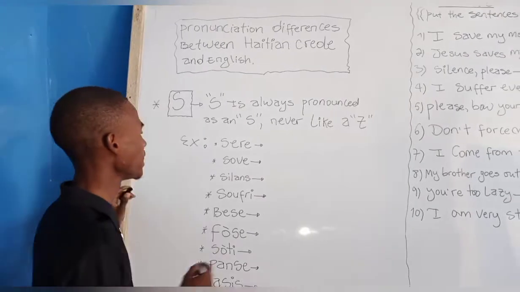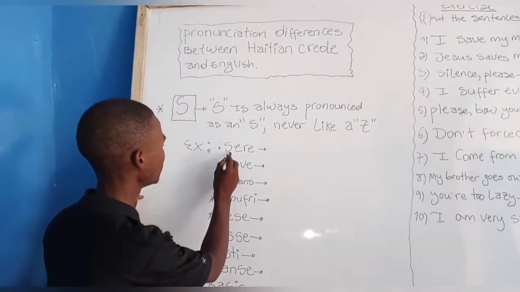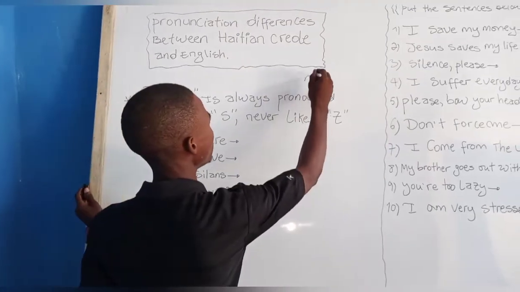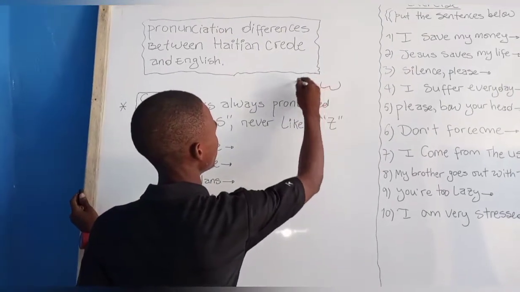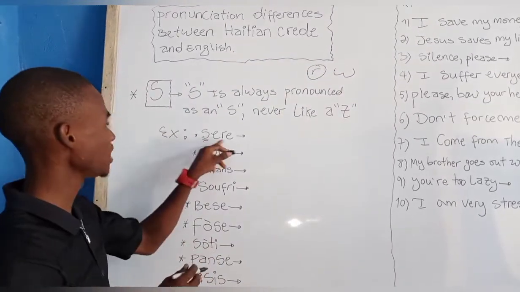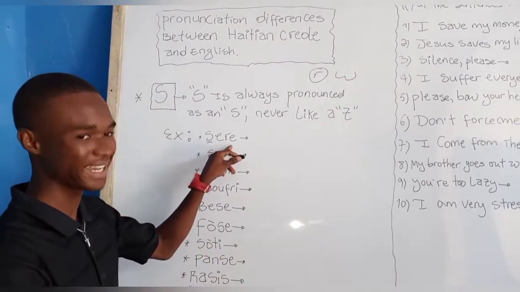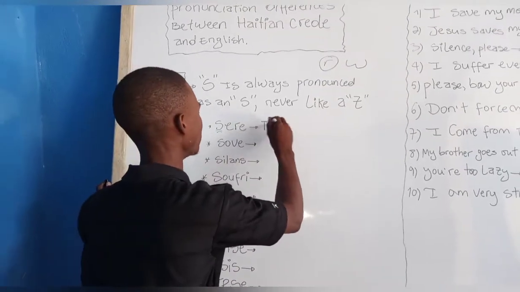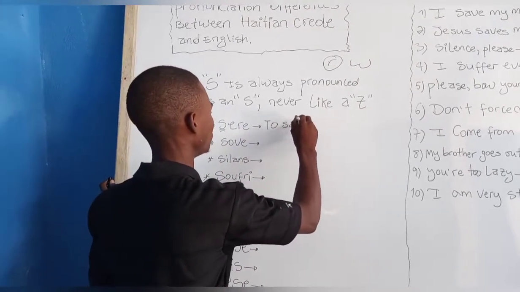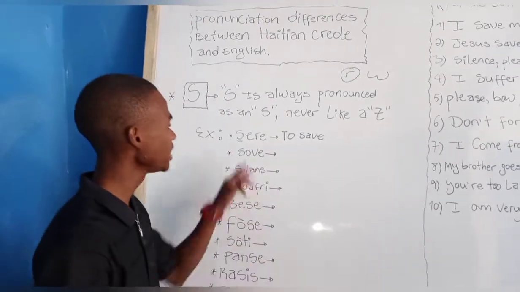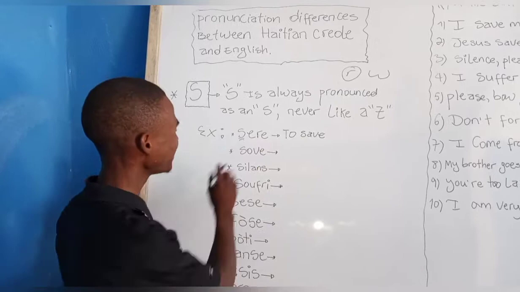The first word we have here is the word serré. Remember, we talked about the letter R and the letter W, okay? This is U, alright? We don't say serré, we will say serré. Remember this. Serré, which means to save. Can you repeat after me, please? Serré. We can say serré.